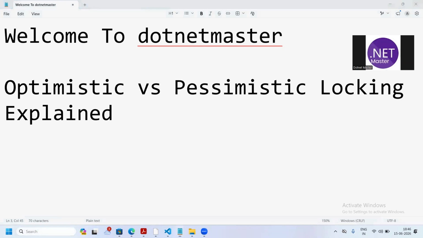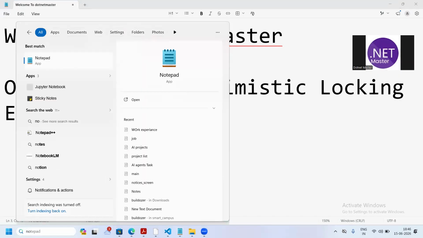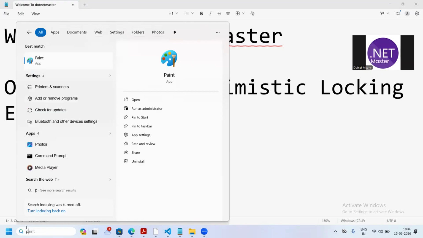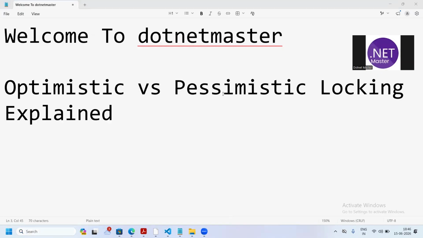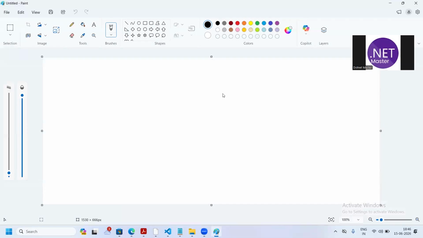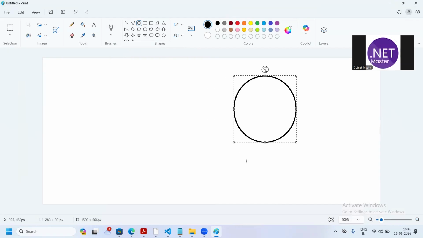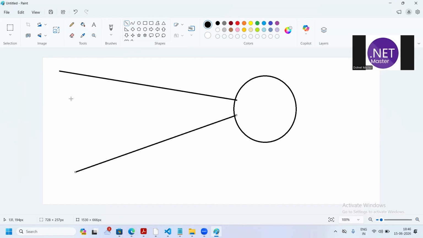First we need to understand what exactly the problem is, and what the solution is. To understand this, I am going to open Paint. Let's suppose you have a database, and in the database two transactions are overlapping at the same time. Person A is there, person B is there, and both are trying to update the same data. Let's suppose both have a joint account. Person A is going to withdraw the amount.